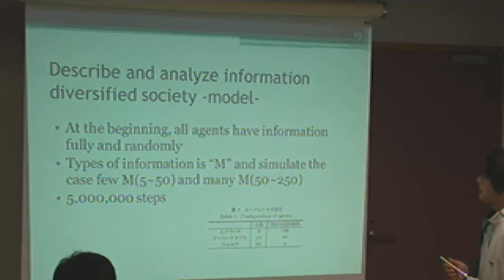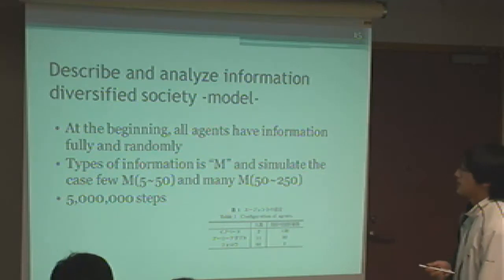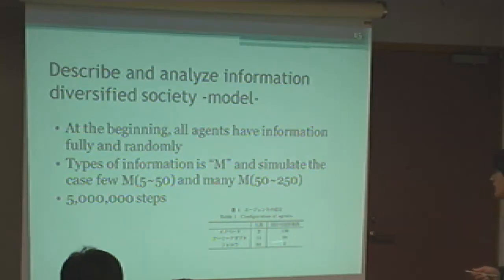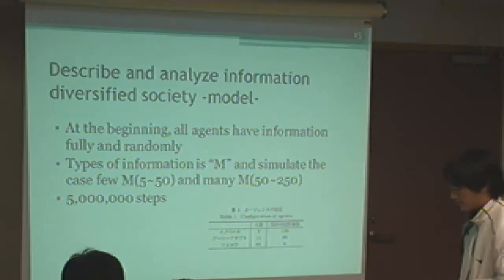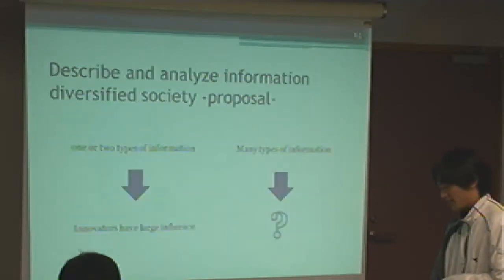So this is the simulation. At the beginning, all agents have information fully and randomly, and the number of types of information is M. They simulate the case of few M from 5 to 50 and many M from 50 to 250, and they did 5 million steps. The configuration of agents is like the Bass model or path dependence model.